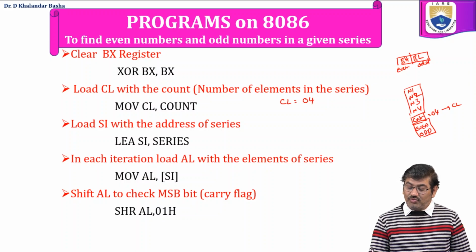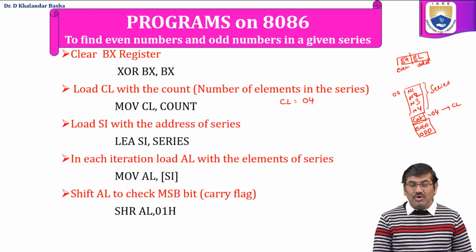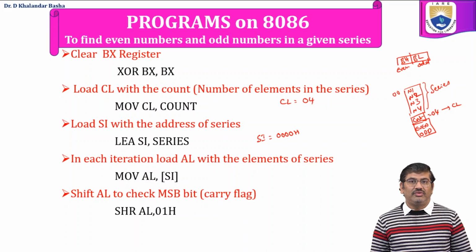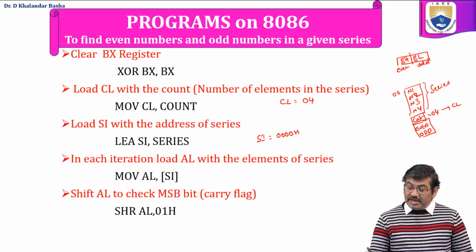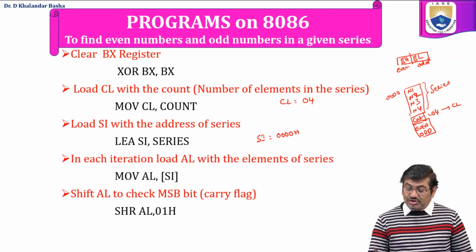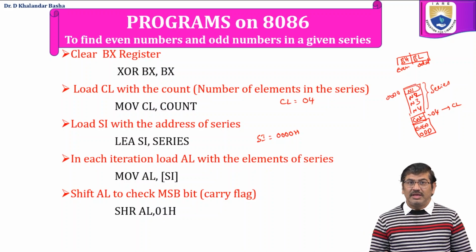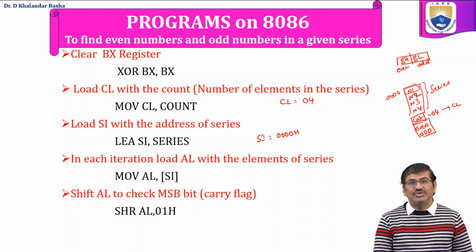So these numbers N1, N2, N3, N4, these 4 numbers we are taking as a series. The starting address is 00, and that we are going to load into the SI register. For the initial iteration, the SI value default is 0. Next, whatever the content is at memory location 00H, we want to load into the AL register. For that we use MOV AL, [SI].